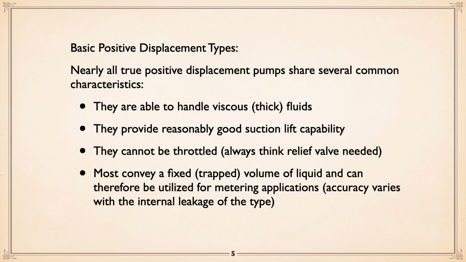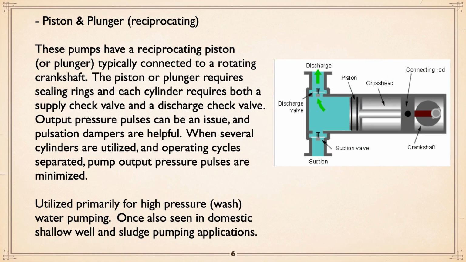Water and liquids are not compressible. So always think that a relief valve is needed. They can't be throttled. And most convey a fixed trapped amount of liquid and therefore can be used for metering applications. Accuracy depends upon the internal leakage of the unit and, of course, the controls for it. But basically, they all have that in common.